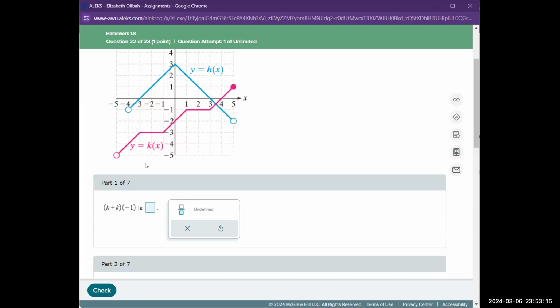And now I'm going to do it again with k. So I'm going to go to -1 on the x and find the k. What do I get? -3. So 2 plus -3 gives me -1.